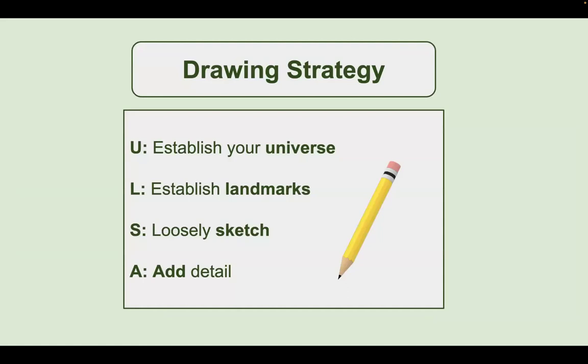And after students had a number of opportunities to practice using the observation strategy, I introduced this drawing strategy that I touched on earlier. In work that I had previously done with students, I found that the process of drawing often frustrated them. And this strategy was designed to simplify that process. So students started by establishing a universe or a space in which they would draw their object. Next, they established landmarks, which are marks that they make on the paper that represent points on their object. And then they loosely sketch before going in and adding more descriptive detail.